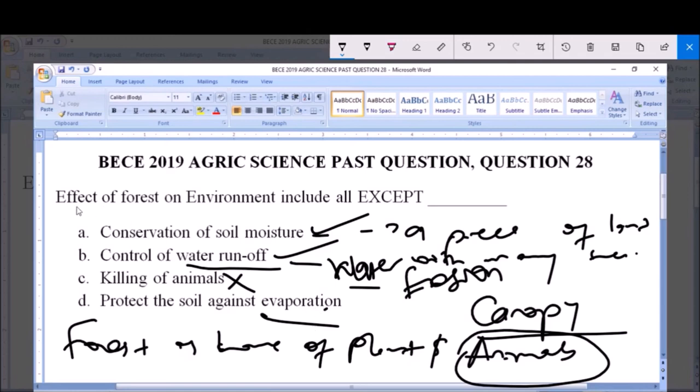Now the question says, effects of forest on environment include all except. Now all these here, option A, option B, and option D are the effects of forest on the environment. But now, the forest do not what? Kill animals. So therefore, we go for option C as our right answer, because it is not an effect of forest on the environment. So therefore C is the correct answer, killing of animals. Forests do not kill animals. Instead, forest houses animals, most especially the wild animals.